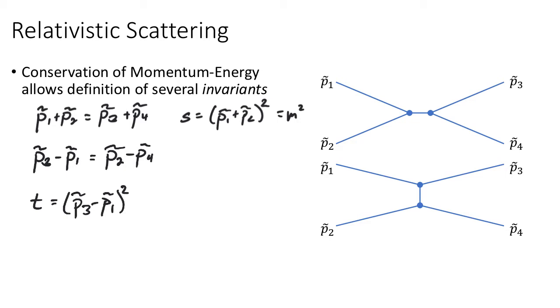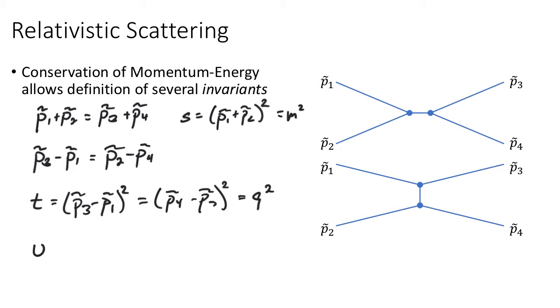squared, or P4 minus P2 squared, because the sign doesn't matter. And that is going to be the momentum transferred from one particle to the other in the scattering process.